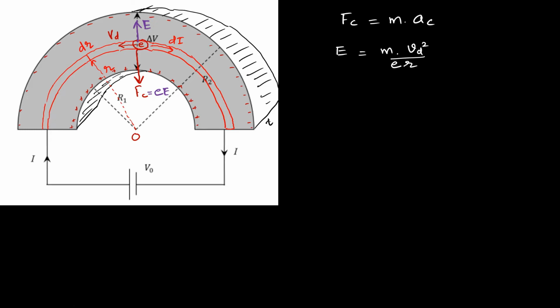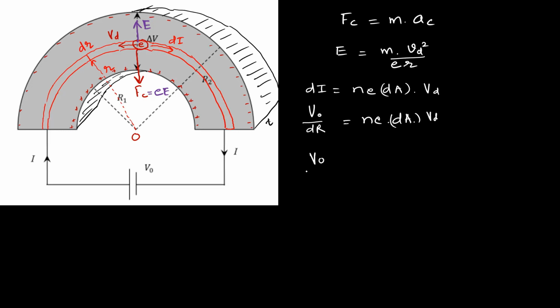So for this element, we can write dI, the current, is equal to n e dA Vd. This is I equals n e A Vd, where n is the number of free electrons per unit volume, that is the free electron density, e is the electronic charge, dA is the area of cross section through which the current is flowing, and Vd is obviously the drift velocity. And for all such elements, the potential difference is V naught. So this dI is equal to V naught divided by the resistance dR, and again n e dA into Vd.